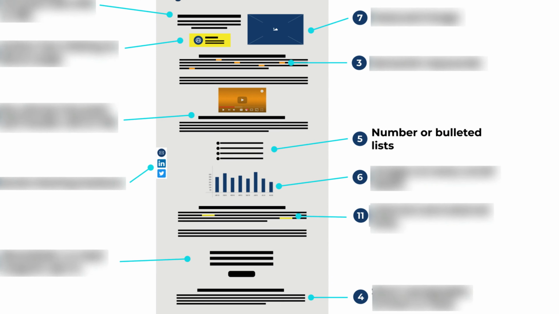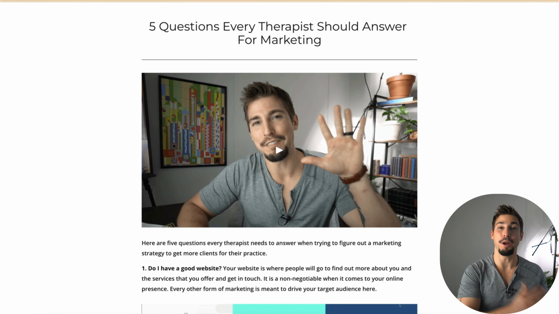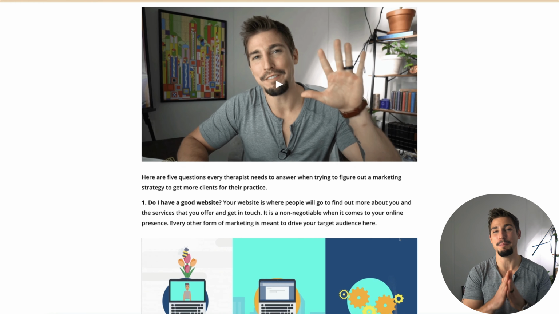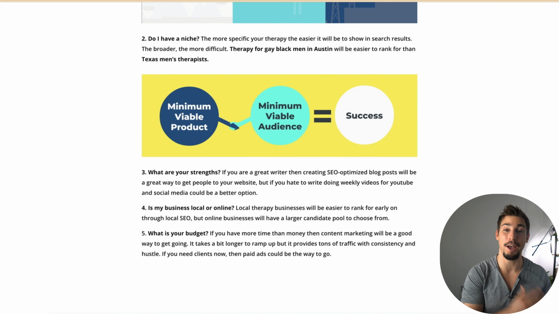Number 5, the best blogs use numbered and bulleted lists. These break up your content and make it even more scannable. They also help to organize your advice and make it more actionable. Plus, this encourages readers to continue reading down the page. If you have a 10-point checklist and the first 3 points were super helpful, why wouldn't you continue reading down the page?